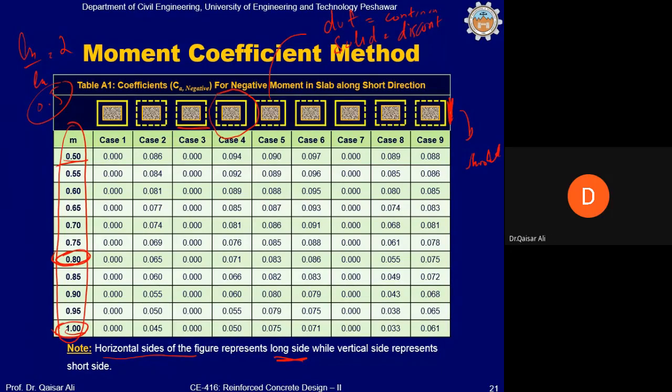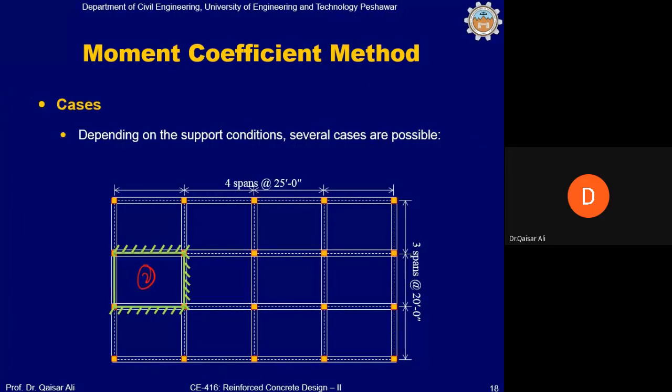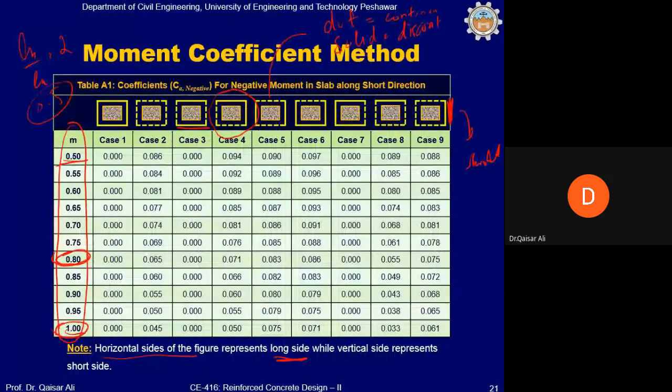Solid lines show continuous supports, discontinuous supports are shown by dotted lines. Now tell me, case 9? Case 9, sir. Because in this case you can see that all three sides are continuous and one shorter side is discontinuous. So you can see here that it corresponds to case 9. Okay.